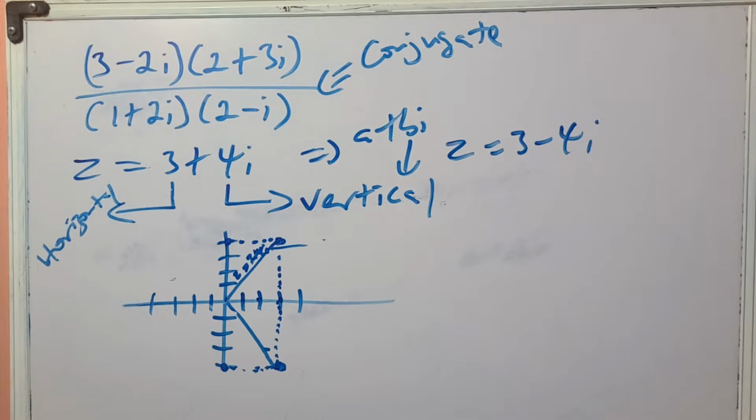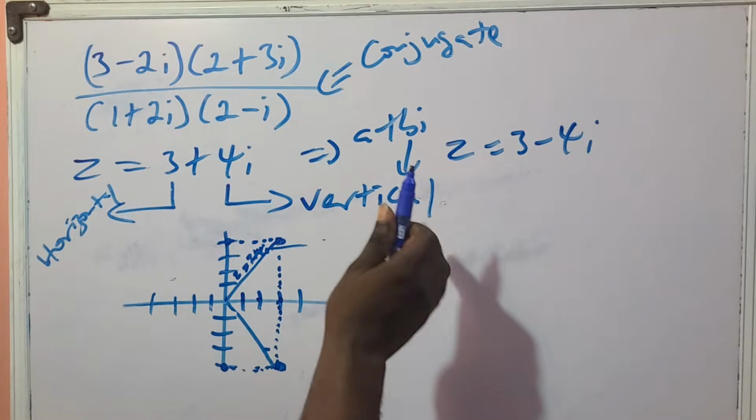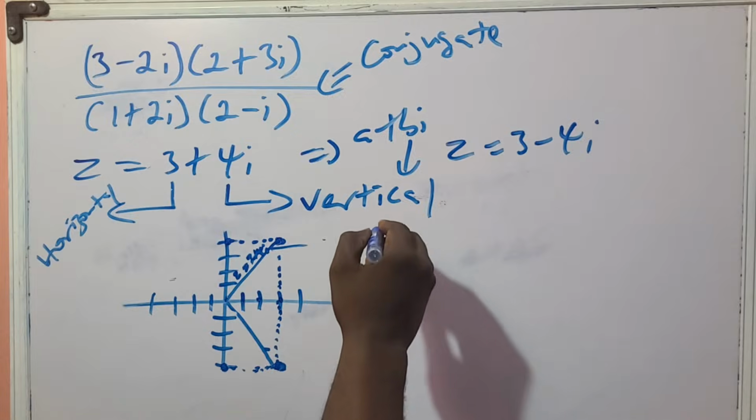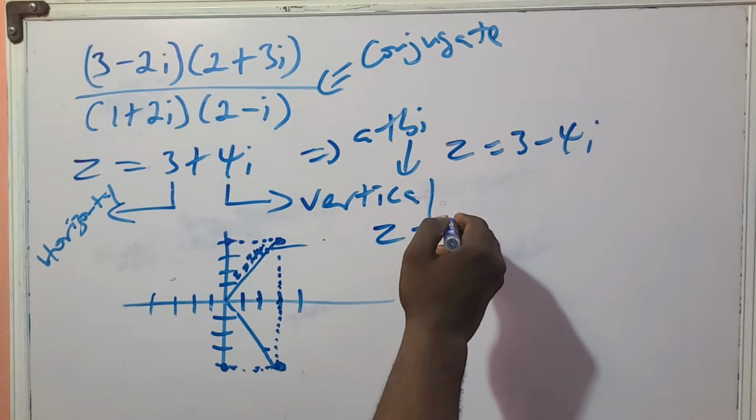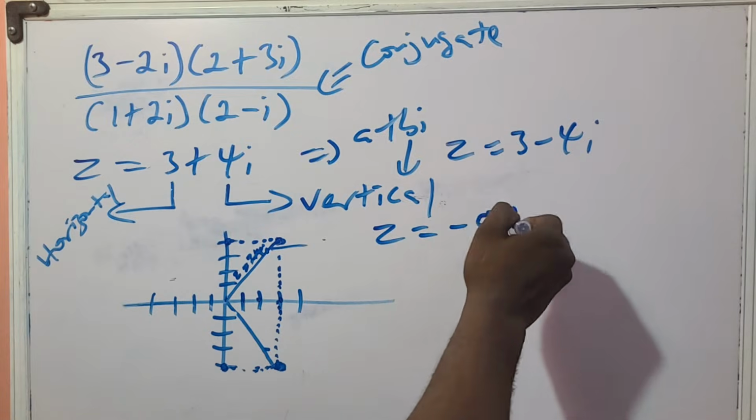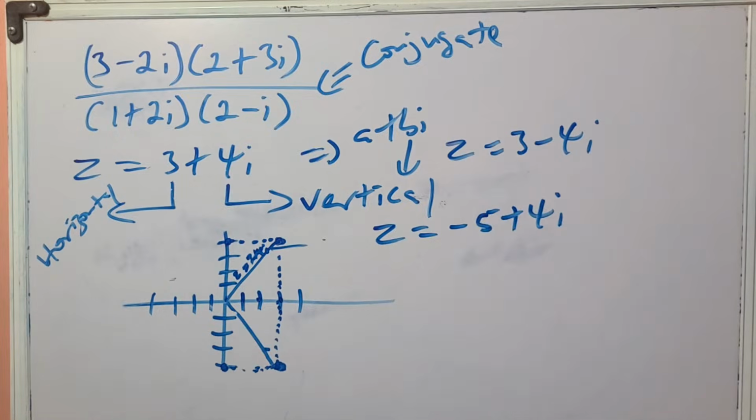Now, I really hope this was clear. Let me just do one more example on this Argand plane so that you can at least get a clearer understanding. So let's just solve z equals minus 5 plus 4i. Imagine you are told to represent this on an Argand plane. How do you do this?